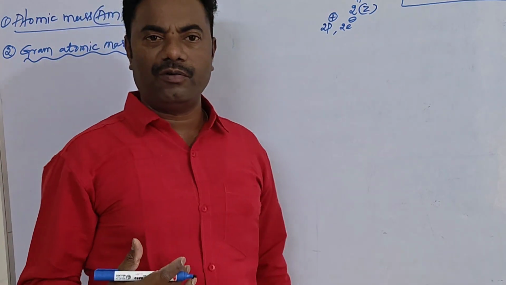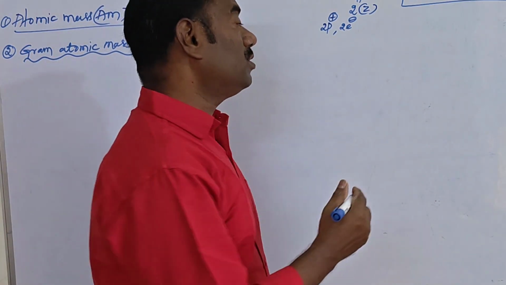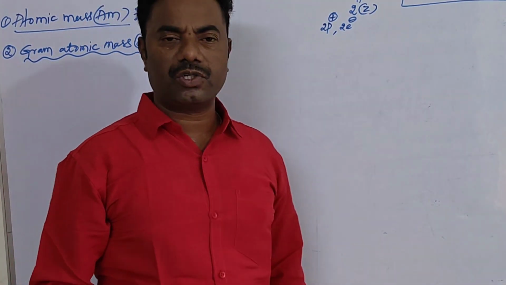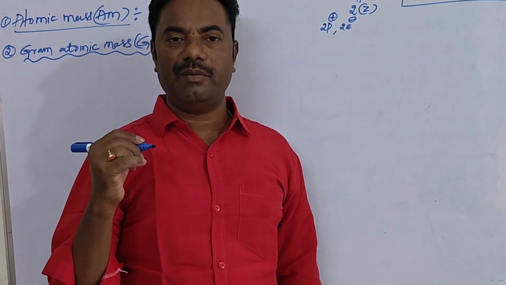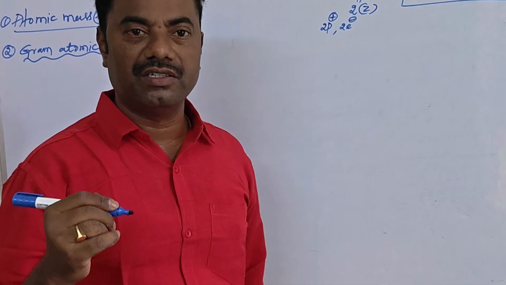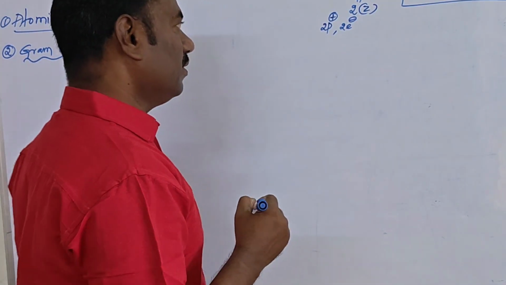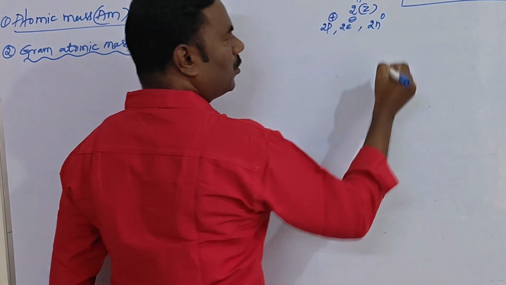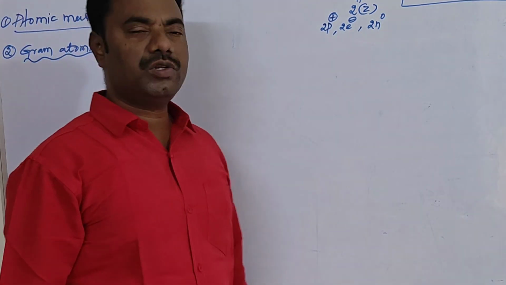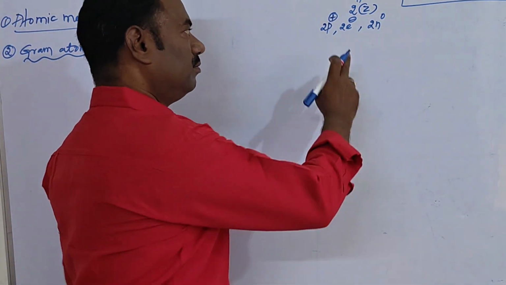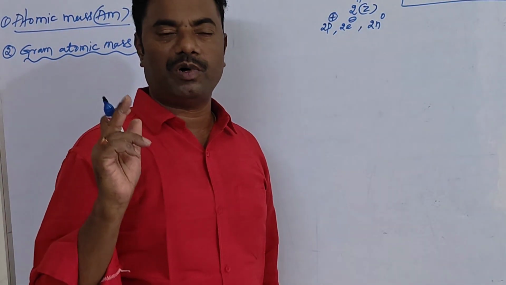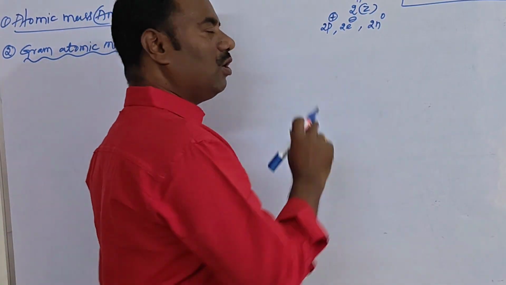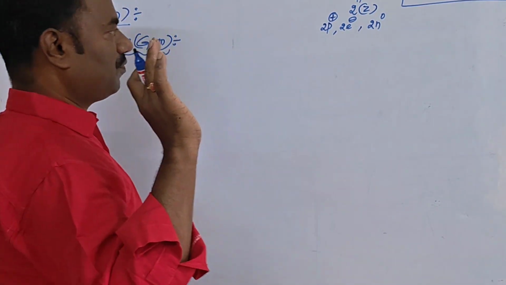To calculate number of neutrons in any atom, we are using this formula, N is equals to A minus Z. A means atomic mass, Z means atomic number. Here there are 2 neutrons. Neutron charge is 0, one electron charge is unit negative, one proton charge is unit positive.